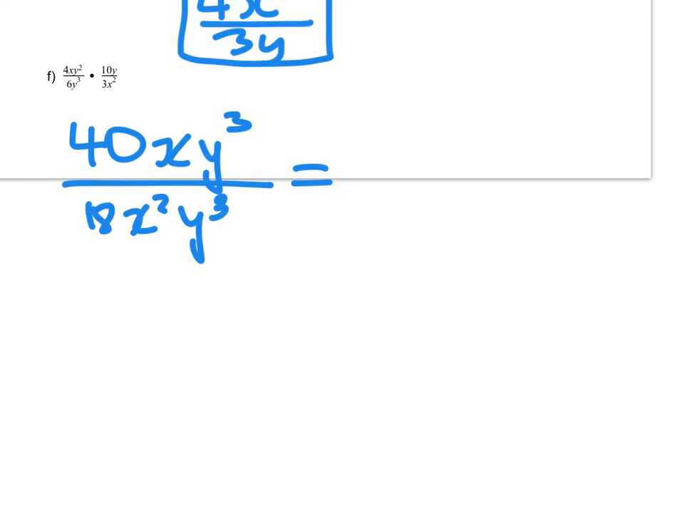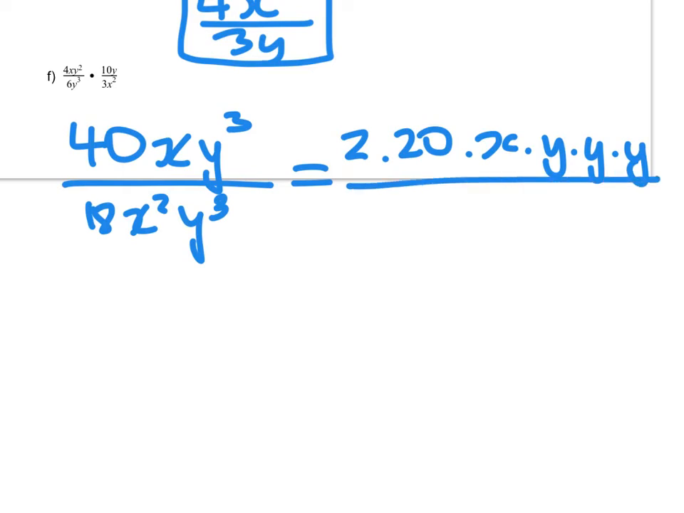Now if you look here, just for the sake of solving through it, what's common between 40 and 18? Well, it's going to be 2. So 2 times 20 times x. How many x's have we got? We've got 1 x and 3 y's: y, y, y. And on the bottom it's going to be 2 times 9 times x times x times x times y times y times y. Alright?